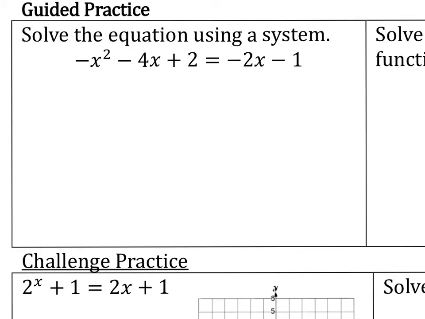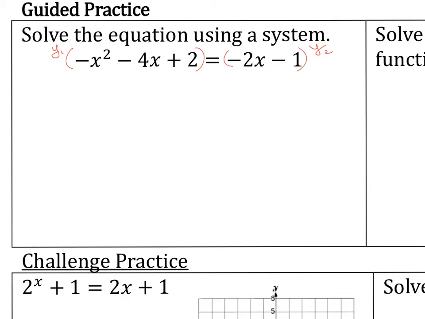Your textbook has a type of problem where it wants you to solve the equation using a system. Well, now looking at this, this is y. This is also another y. So basically, I could label this y1, y2, and this is a system.